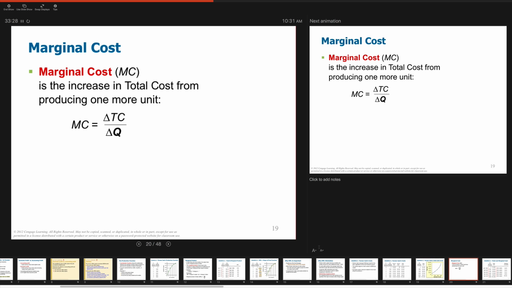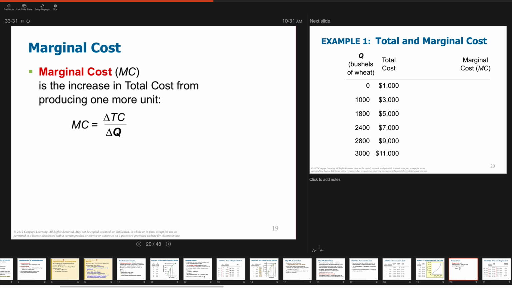All right. Marginal cost is the increase in total cost from producing one more unit. So the change in total cost over the change in quantity.